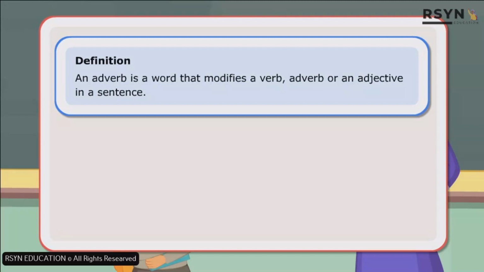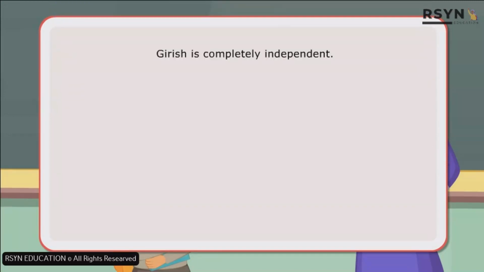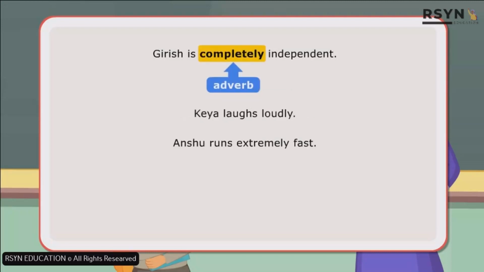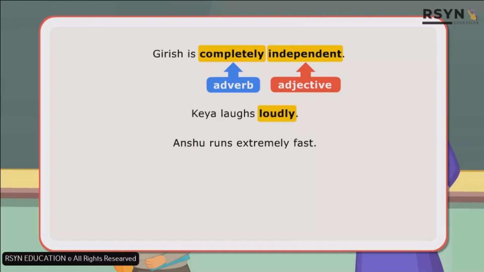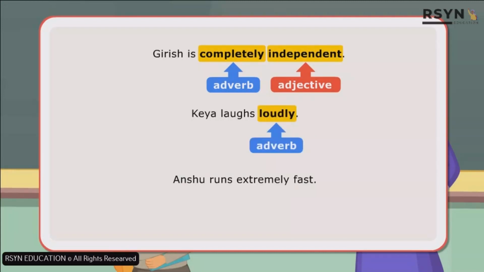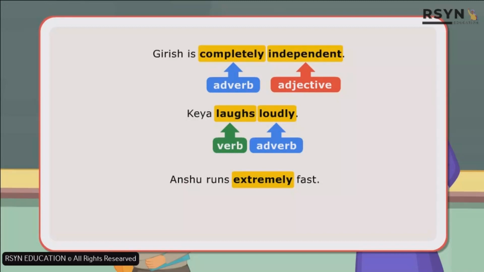Let us look at few sentences. Girish is completely independent. Kea laughs loudly. Anshu runs extremely fast. In the first sentence, completely is an adverb, as it modifies the adjective independent. In the next sentence, loudly is an adverb, as it modifies the verb laughs. In the third sentence, extremely is an adverb, as it modifies the adverb fast.